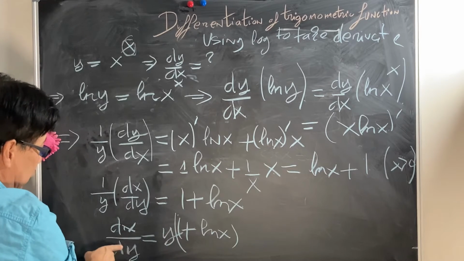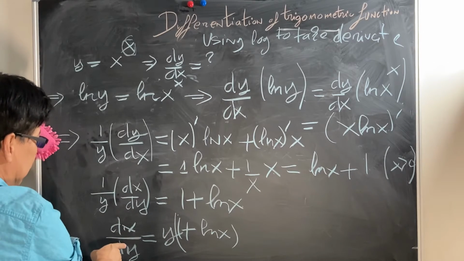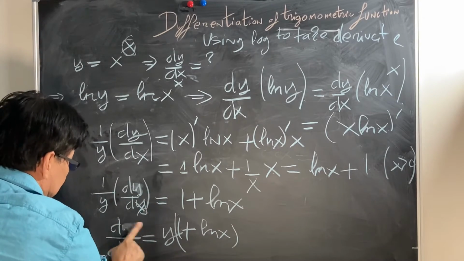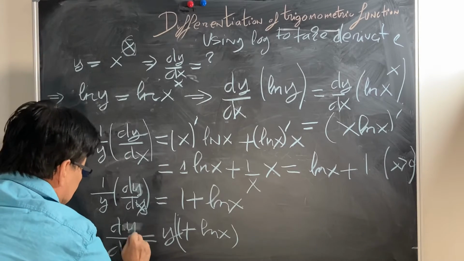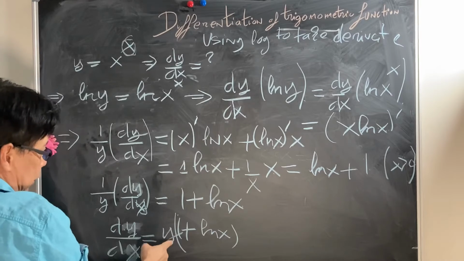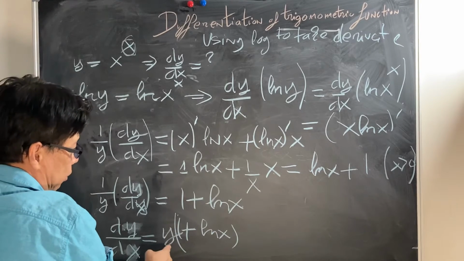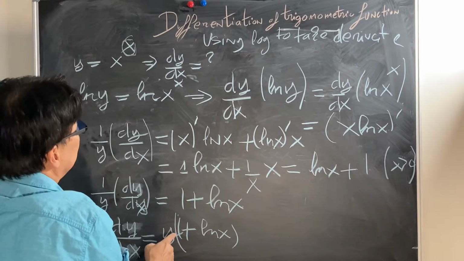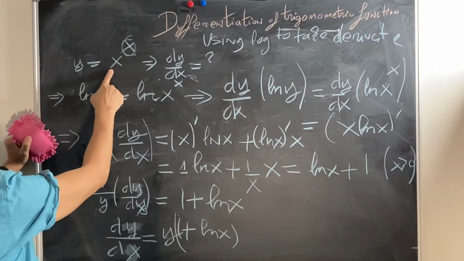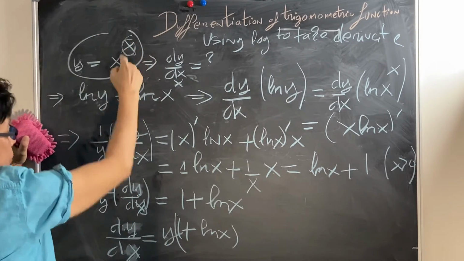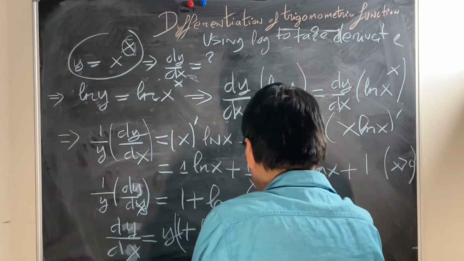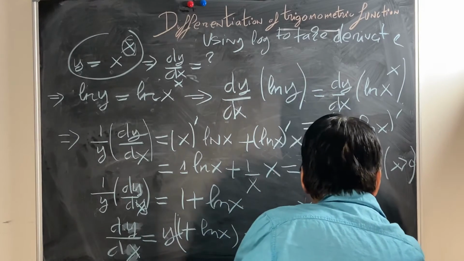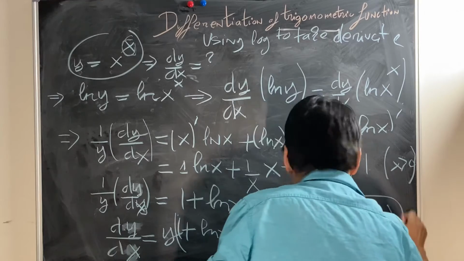Okay, but we take the derivative dy over dx, sorry. Y in this case is a constant, a fixed value. Now what is y? Y equals x to the x power, so the final answer will be x to the x times (1 plus ln x). Okay, that's the final answer.